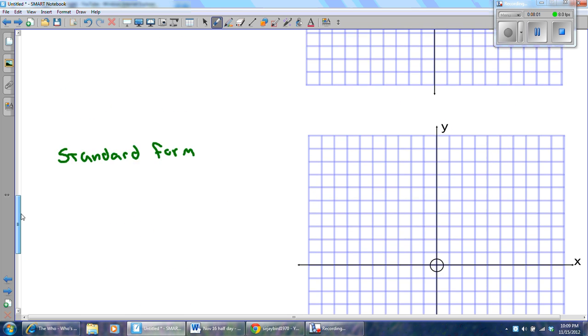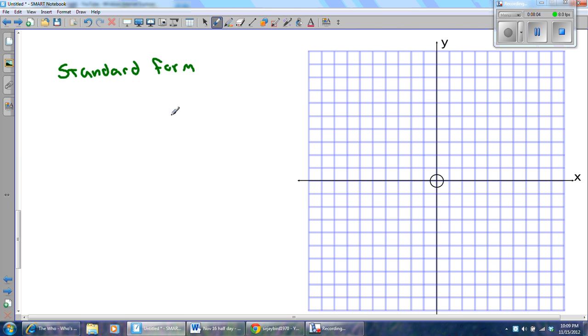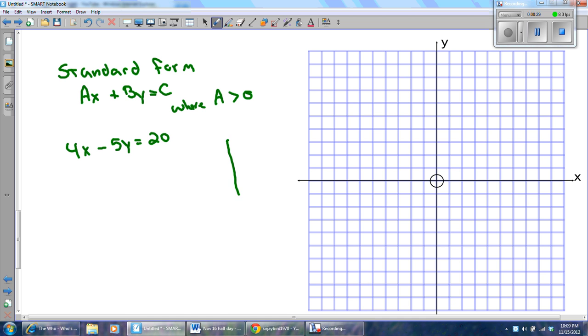Let's see here. Let's go down to standard form. Remember, standard form looks like ax plus by equals c, and the a must be greater than 0. So if I had something like 4x minus 5y equals 20, graphing from that would be a great way to use intercepts. Plug 0 in for x. When I plug 0 in for x, I get -5y equals 20. So therefore, y equals -4.